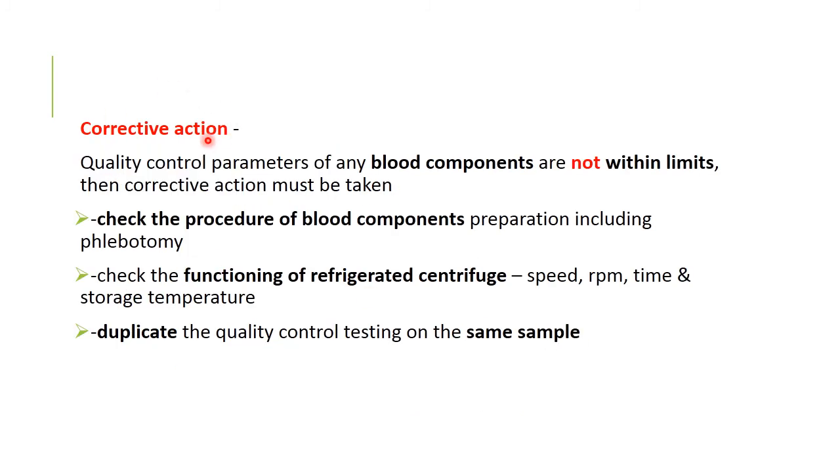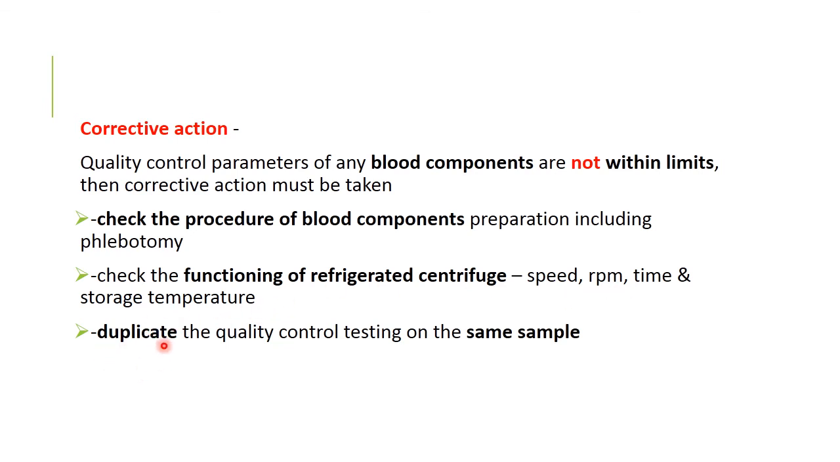Corrective actions: we need to take corrective actions for any blood components if they are not within the limits. We have seen the criteria and parameters, and if they are not satisfied, corrective measures have to be taken. Check the procedure first while preparing the components, whether it is prepared in a proper form and all the steps are followed properly. You can also check the instrument we are using. For example, for the refrigerated centrifuge, check its speed, RPM, time and storage temperatures.